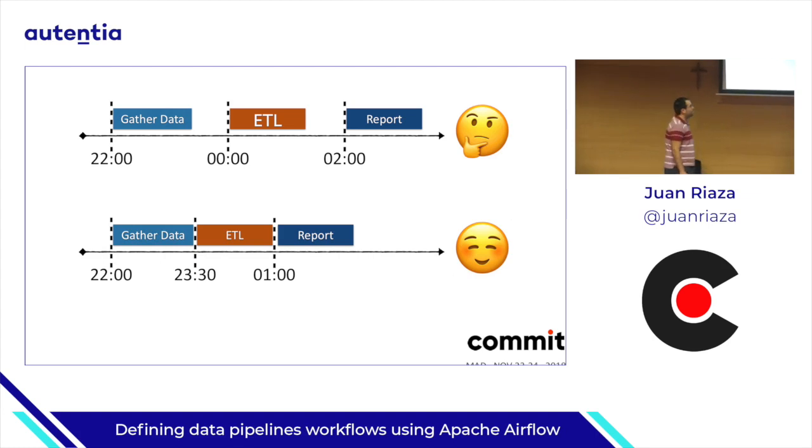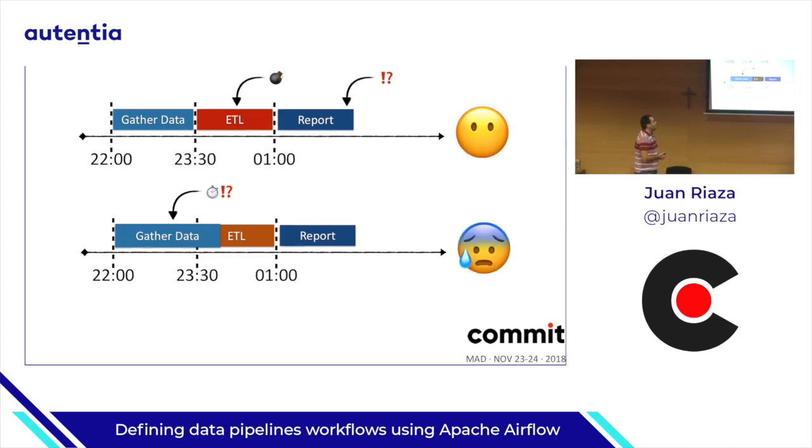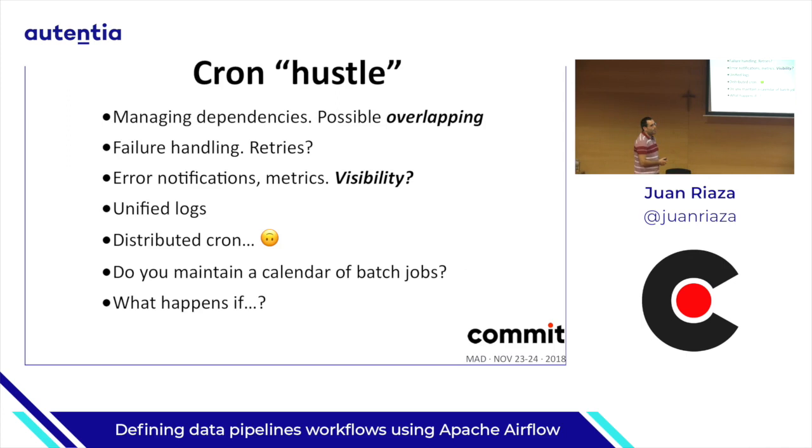But we could get into some problems. So let's imagine that the second step fails. So now we don't know what will happen to the third step. Pretty much worse. Let's imagine that the first step takes longer than usual, and it overlaps with the second step. So well, we're in the same situation. We don't have visibility about what had happened at all. So I call this thing cron hustle.